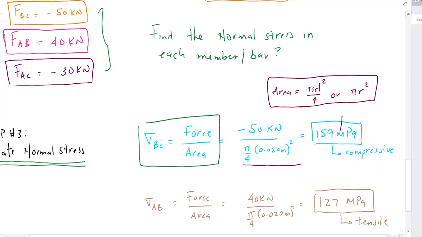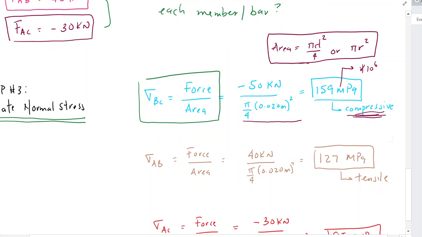What does M stand for again? Okay, 10 to the 6. Okay, 6 orders of magnitude. Okay. I don't necessarily have to put a negative in front of it because it's already compressive. So that's why I've outlined here that it's in a compressive state.